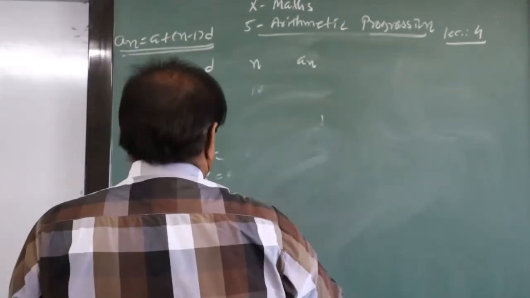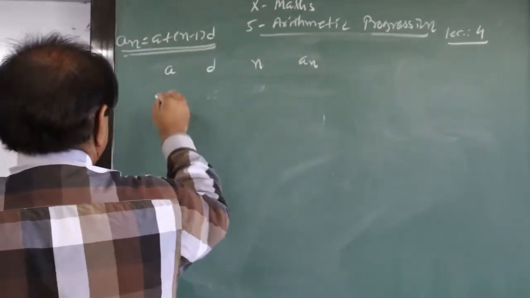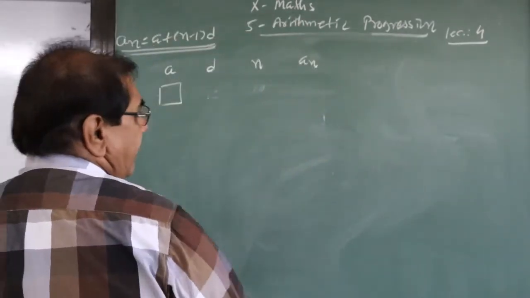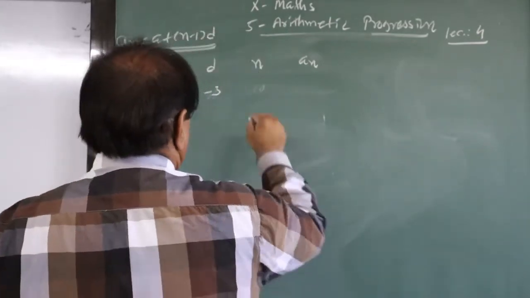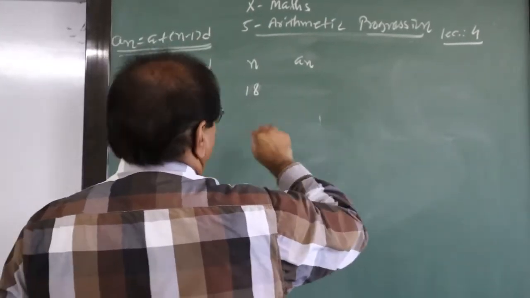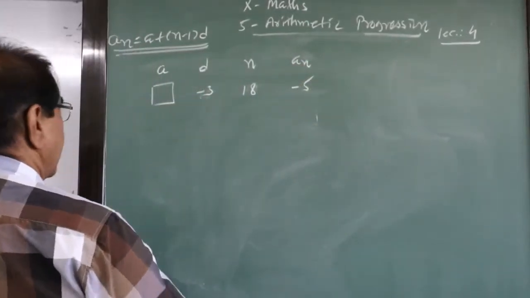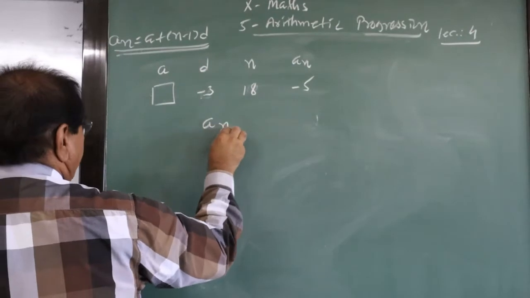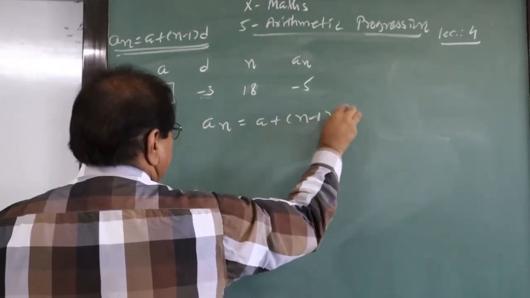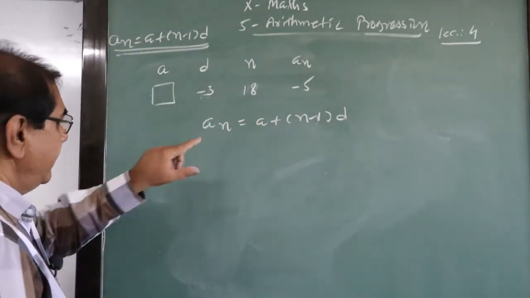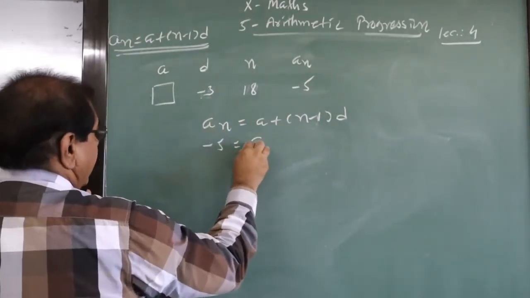One more pattern of this type of question we take. Here a is not given. A is to be found out. Common difference is minus 3. Number of terms 18, and last term is minus 5. Again we plug in the formula. An is equal to a plus n minus 1 into d. What is an? Minus 5. A is to be found out.